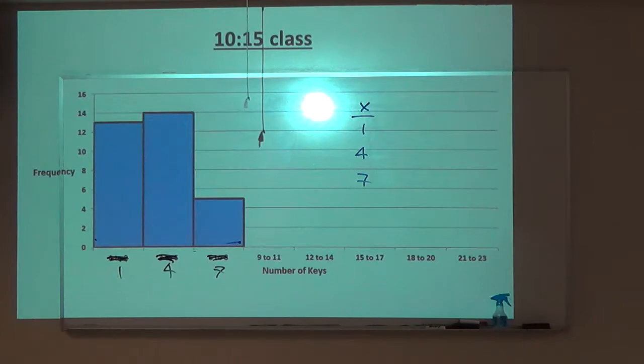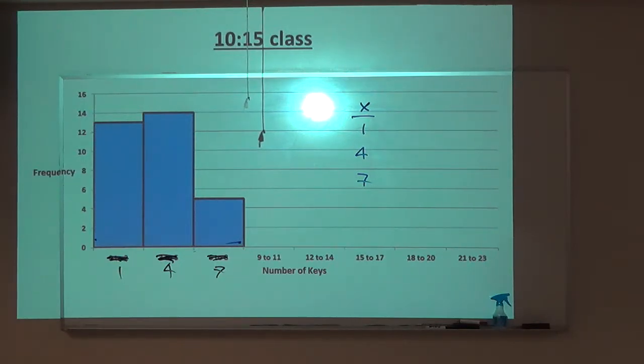Perfect. Now, some students are going to say, cool, add 1 plus 4 plus 7 is 12, divided by 3 is 4. And you can do that. You just shouldn't. Why shouldn't you? Tell me your name again. Emily, thank you. Emily mentions the frequency.